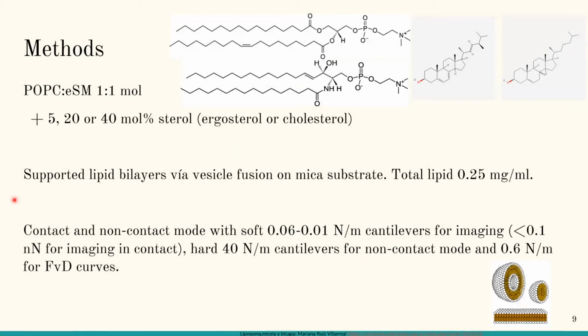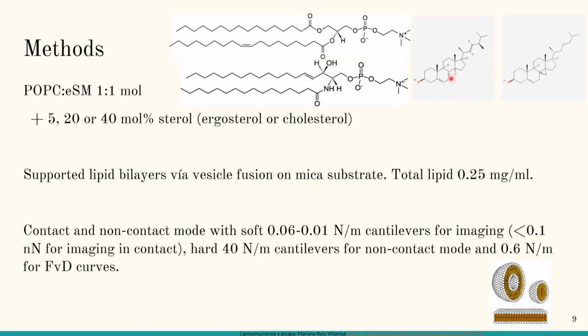So what did we use? We used POPC and egg sphingomyelin. This is POPC. As you can see, it has one unsaturated chain, whereas sphingomyelin also has one unsaturated chain, but it's so high up in the backbone of the lipid that it's basically a saturated lipid, and that's why it's gel phase at room temperature. We add 5, 20, or 40 mole % sterol of either ergosterol or cholesterol, which you can see are very similar. There are very small differences between them, but they do have different effects.